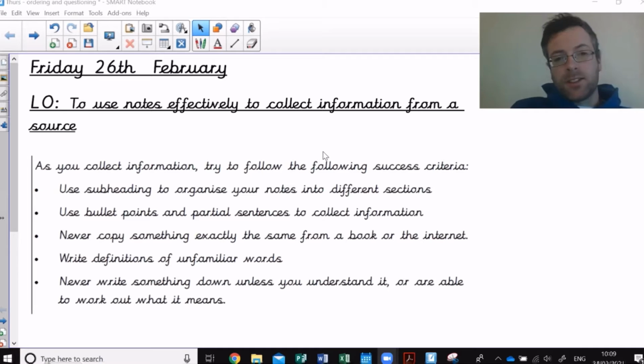If we're writing in full sentences, that's going to slow us down and we're not going to be able to collect as much. We're never going to copy something exactly from a book or from the internet. We might write definitions of unfamiliar words, that's the one I forgot to mention a minute ago. And then we're never going to write something down unless we understand it, or unless we're able to work out what it means. Okay, so let's just have a little go at doing this.